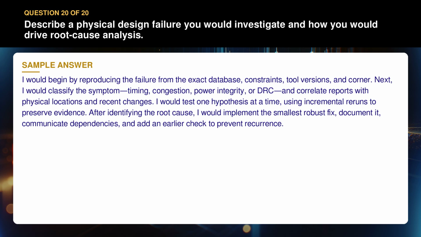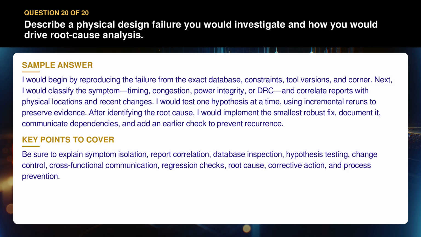After identifying the root cause, I would implement the smallest robust fix, document it, communicate dependencies, and add an earlier check to prevent recurrence. Be sure to explain symptom isolation, report correlation, database inspection, hypothesis testing, change control, cross-functional communication, regression checks, root cause, corrective action, and process prevention.